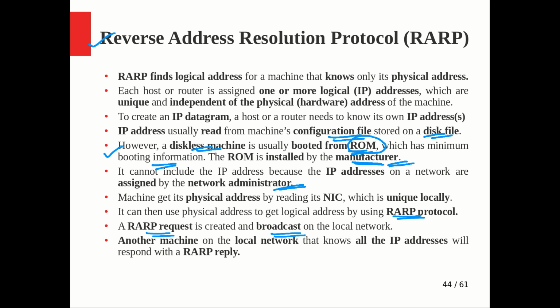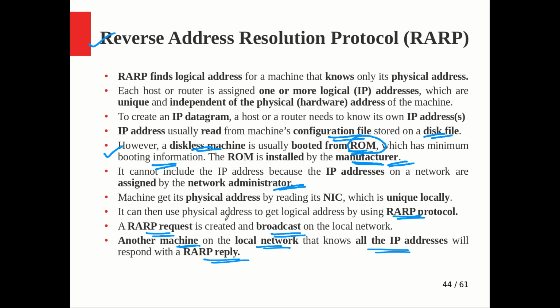So now it is the duty of some specific machine, because everyone else will not be knowing it. Maybe a reverse ARP server that is there in the local network, which knows all the IP addresses and the corresponding MAC addresses, that mapping, will respond with a reverse ARP reply. As usual, the reverse ARP request will be broadcasted. Otherwise, it has to remember the address of that particular reverse ARP server. Then it can do unicasting, of course.